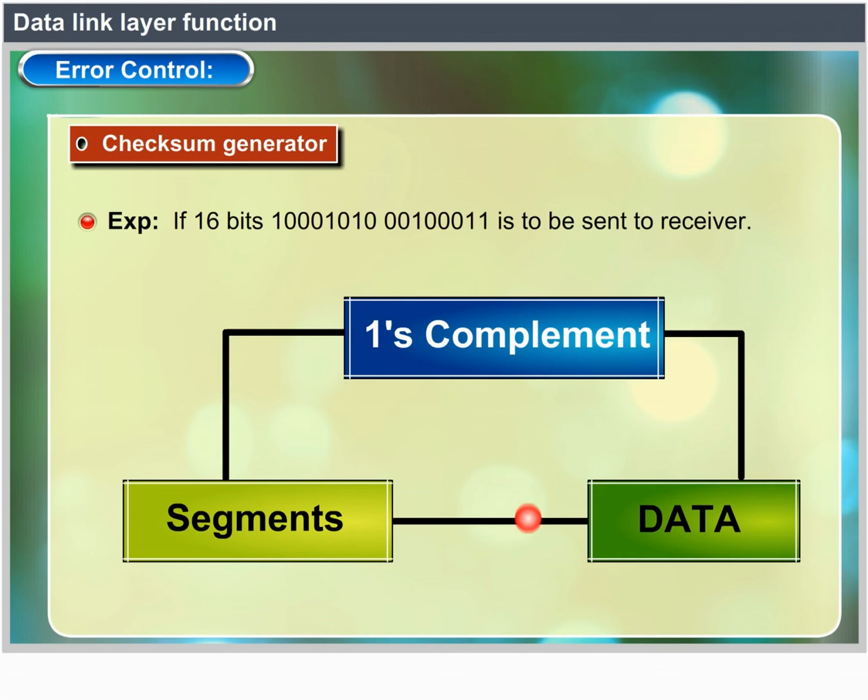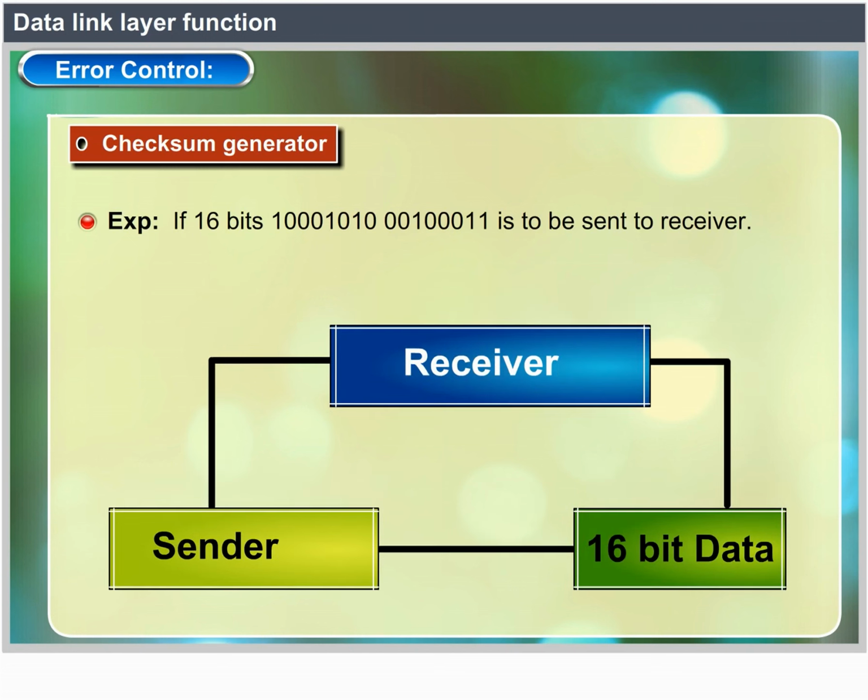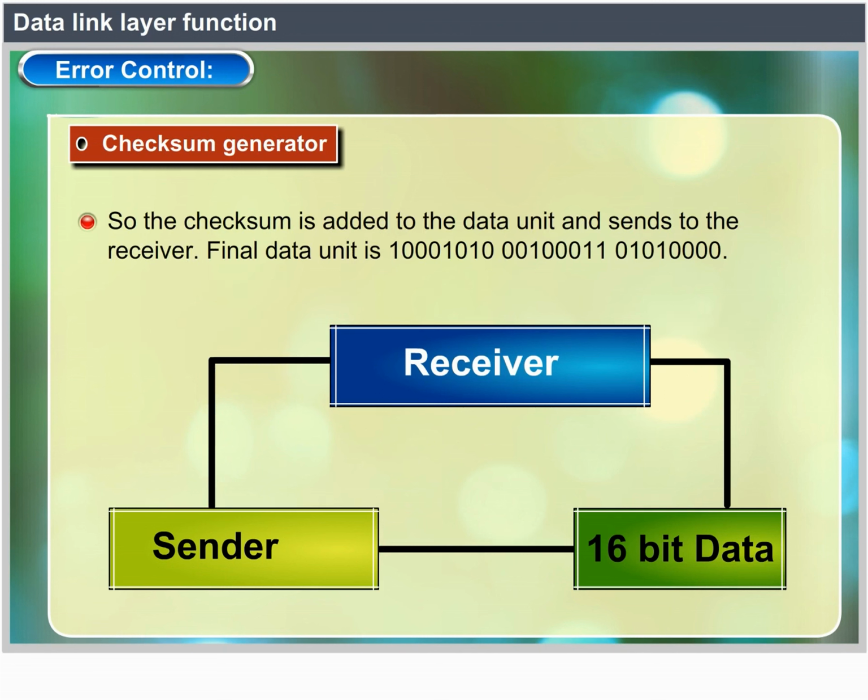Example, if the 16 bits 1000, 1010, 0010, 0011 are to be sent to the receiver, the checksum is added to the data unit and sent to the receiver. The final data unit is 1000, 1010, 0010, 0011, 0101, 0000.